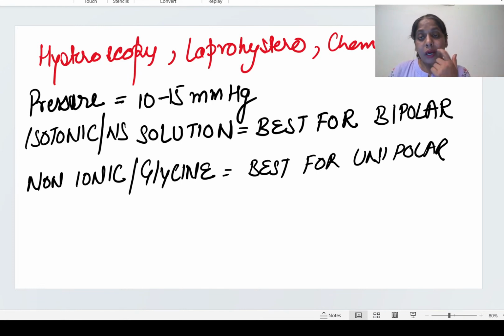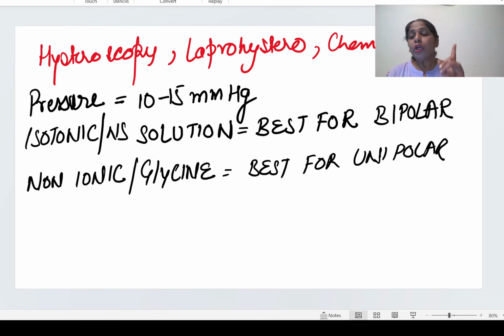Okay, so the pressure maintained in laparoscopy in a gynae procedure is 10 to 15 mmHg. In gynae surgery, we have to inflate the peritoneum to maintain the pressure so that we can see whether the organs have been inflamed or not, right? So the pressure is 10 to 15 mmHg.